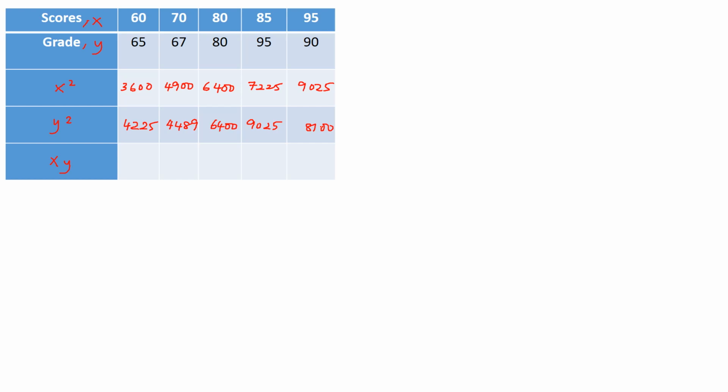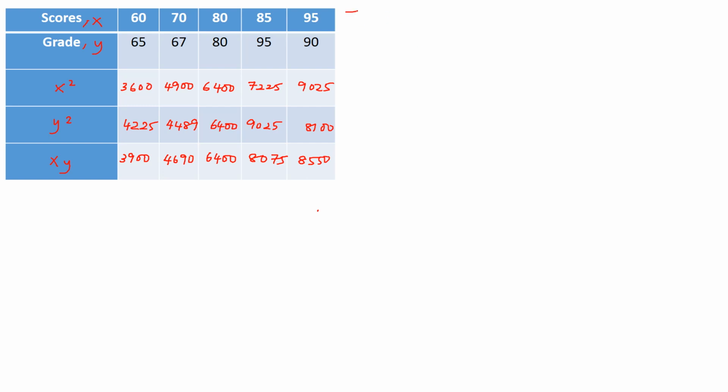And then you have to find x multiplied by y. Okay, x multiplied by y, that means 60 multiplied by 65 is 3900. 70 multiplied by 67, 4690. 80 multiplied by 80, 6400. 85 multiplied by 95 is 8075, and the last one is 8550.